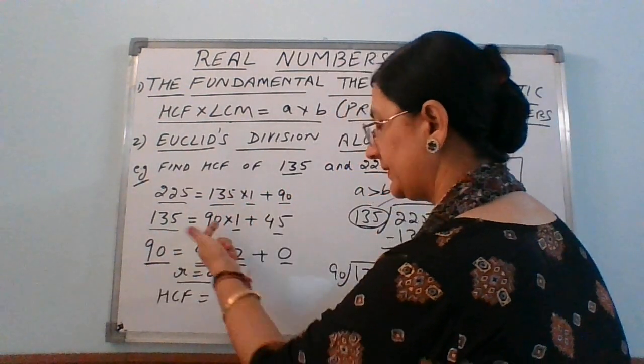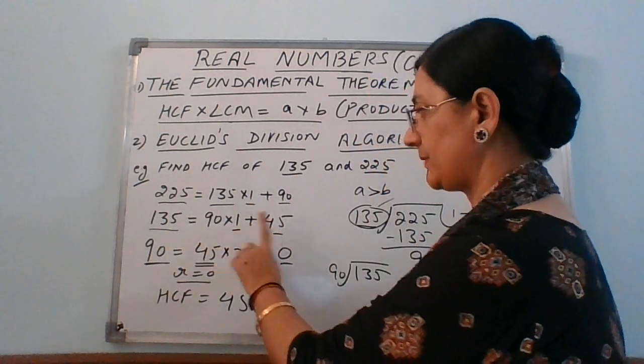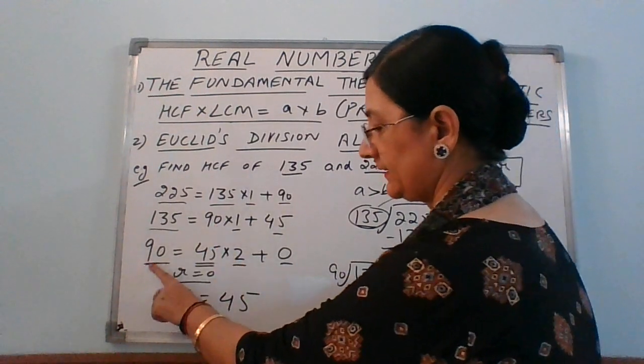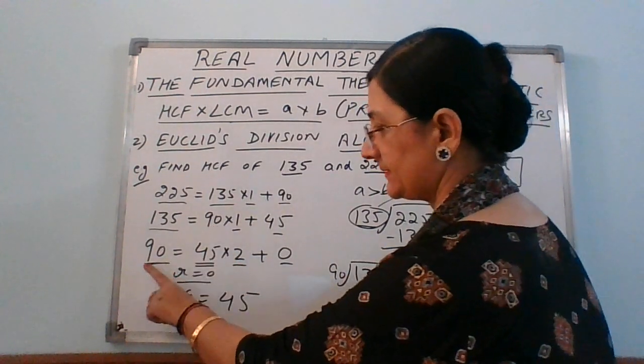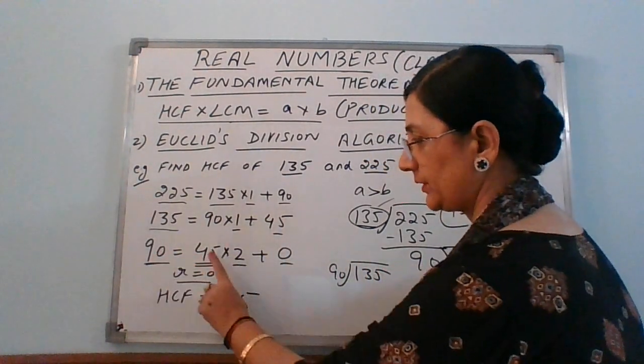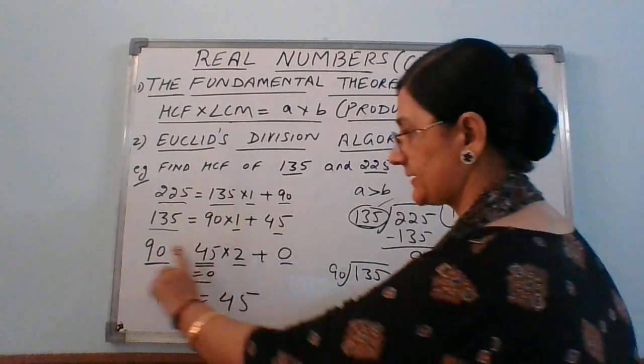90 comes here. फिर फाइंड आउट करो इसको इससे डिवाइड 135 by 90. क्वेश्चन कम्स 1, रिमाइंडर दिस. अगेन द सेम प्रोसेस. 90 जो यहाँ था डिविडेंड, दैट बिकम्स द डिवाइजर बिकम्स द डिविडेंड. फिर वो 45 से डिवाइड होगा. जब आप रफ में 45 से डिवाइड करोगे तो क्वेश्चन आएगा 2 एंड द रिमाइंडर कम्स 0. अब नाउ द रिमाइंडर कम्स 0. सो दिस इज द लास्ट स्टेप.